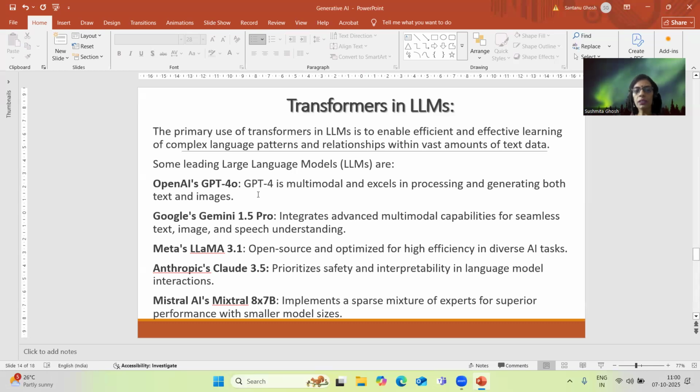Okay. So here again, some of the very major large language models जो हम लोग आजकल use कर रहे हैं. Given some examples here like OpenAI's GPT-4, Google Gemini, Meta's Llama. These three companies are very popular. Anthropic, I've not used. Claude. Then you have Mistral AI's Mixtral. Okay. So these are some of the large language models which are being used nowadays. Fine. So that is one concept.